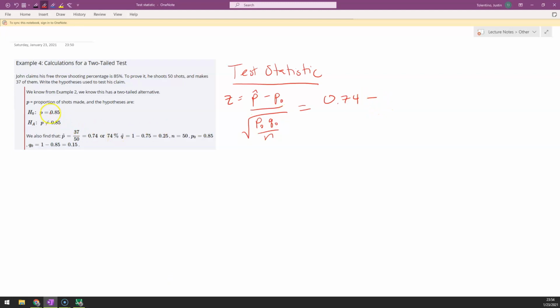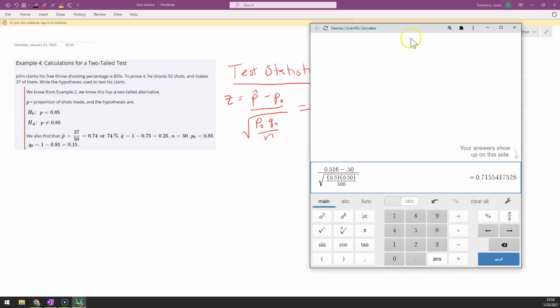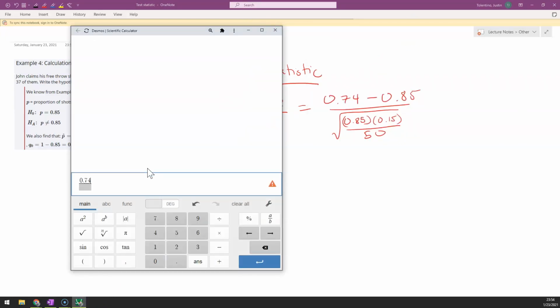What was our p naught? That was what we assumed, which is the 0.85. And then we have the standard deviation, which is the square root of 0.85 times 0.15, all over our sample size of 50 shots. At this point, we can just take our calculator and plug it right in. And we get negative 2.7183.